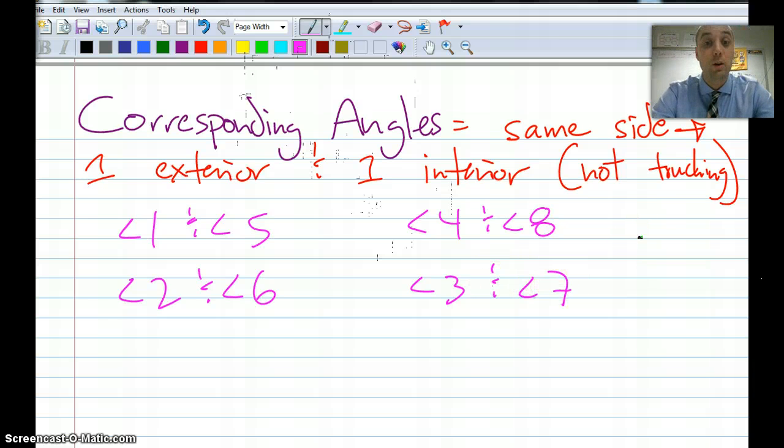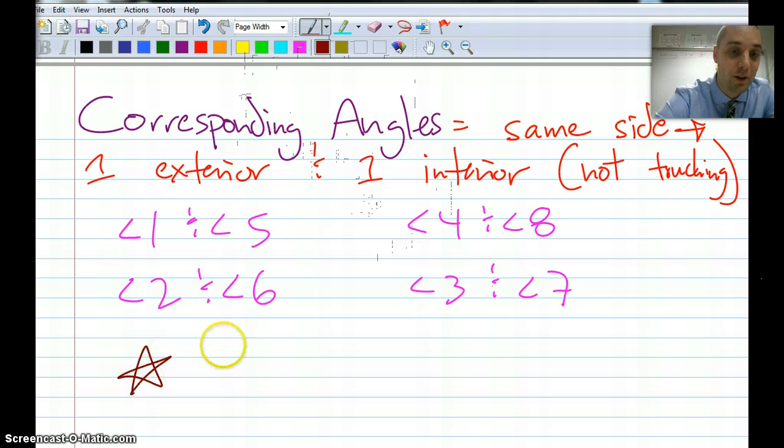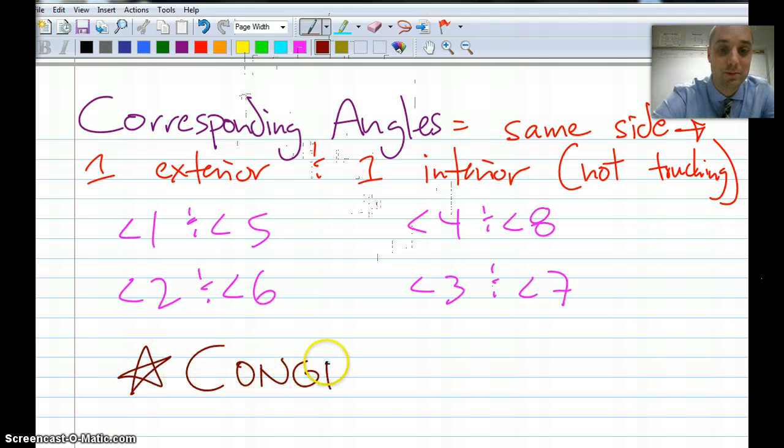Okay. Corresponding angles, just like alternate interior and exterior, are congruent. So write that down below. These have congruent measures.